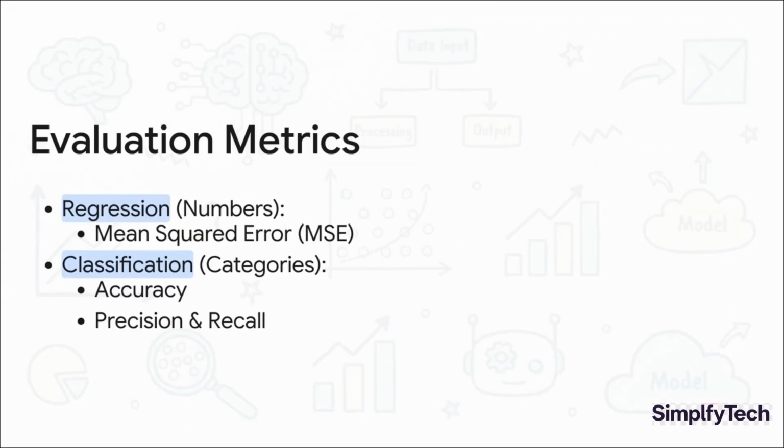And to grade that final exam, we use specific metrics. If we're predicting numbers, we might use something like mean squared error to see how far off our predictions are on average. And if we're predicting categories, we look at things like accuracy, precision, and recall, which give us a much more detailed picture of where our model is succeeding and where it's failing.